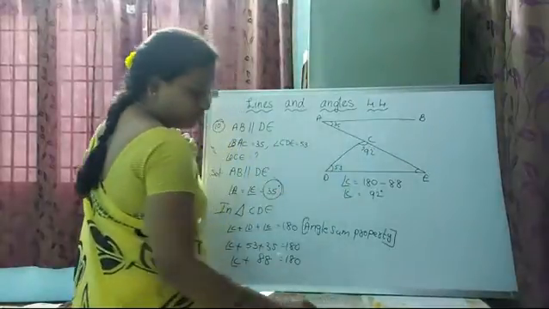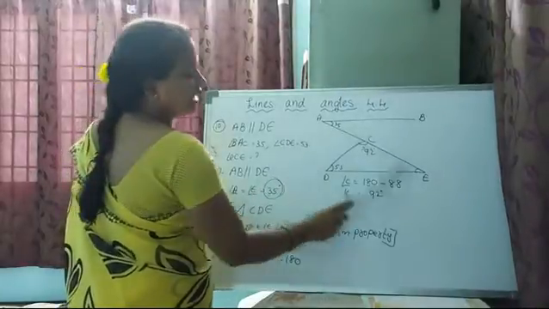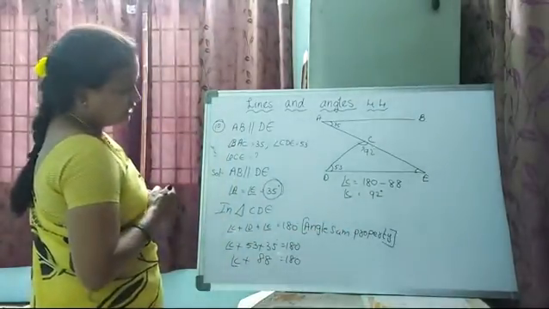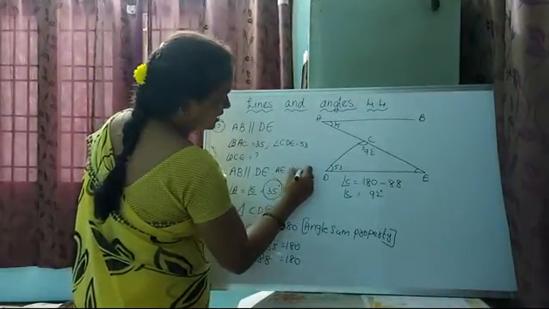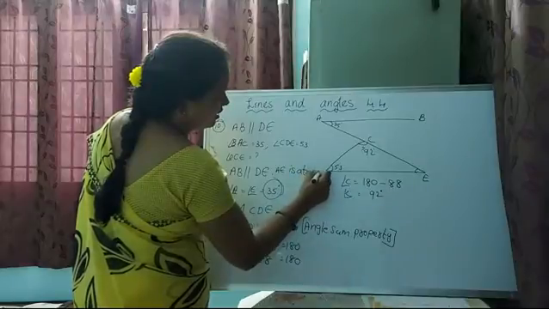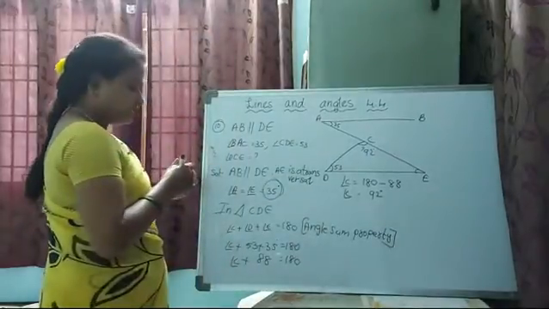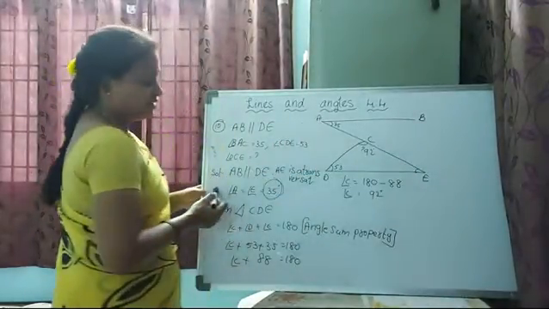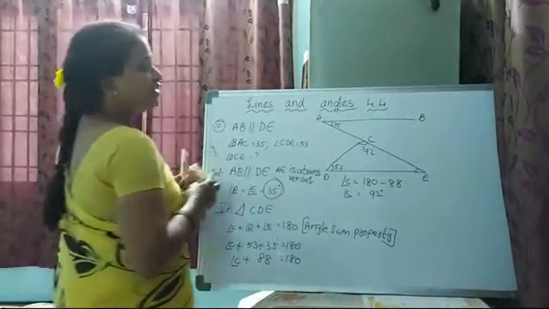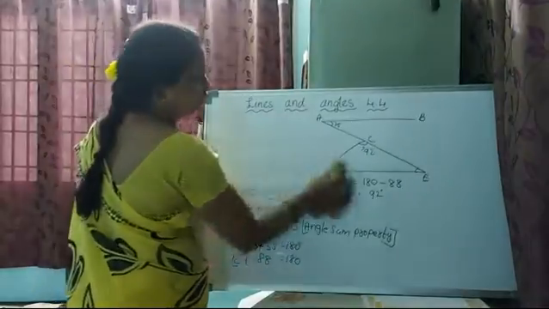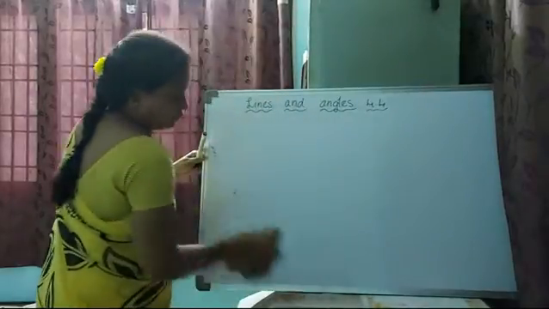These two lines AB and DE are parallel, and this is a transversal. So you can write here, AE is a transversal. Angle A and angle E are alternate interior angles, so they are equal. Then these two angles we knew. According to the angle sum property, we can find the angle C in triangle CDE. Okay, what is the next one?